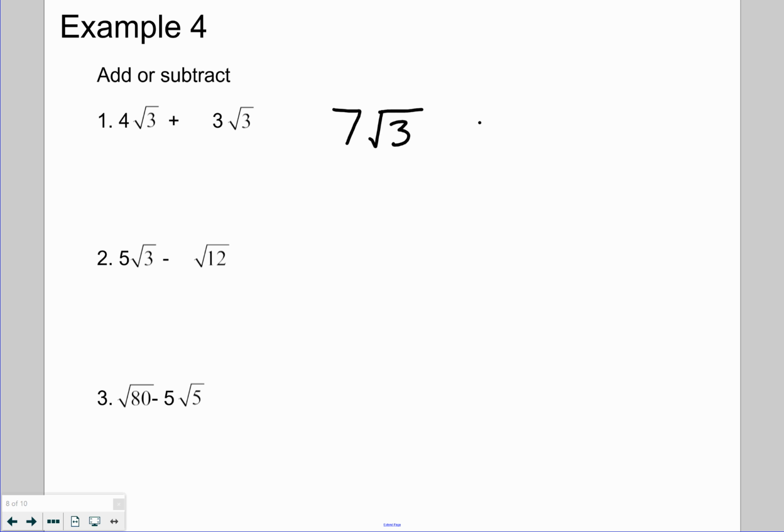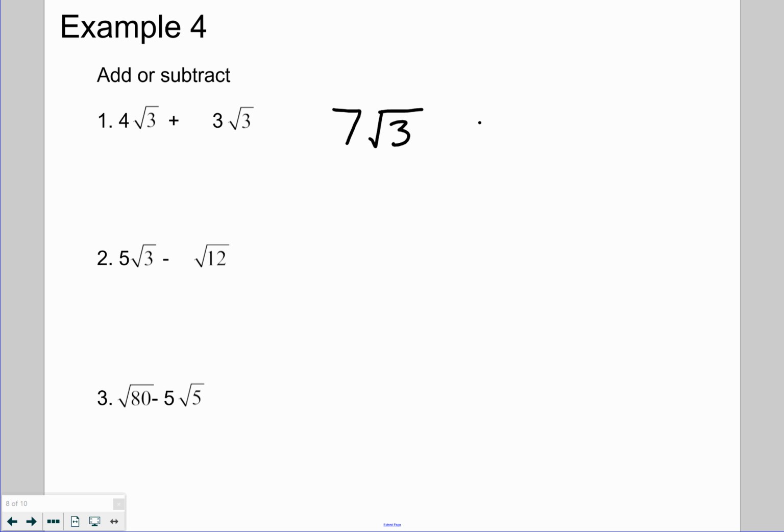Times the square root of 3. Don't forget to bring that square root of 3 with it. If you don't, it'll be wrong. It's not just 7. Okay? Is everybody good with number 1? Now look at number 2. Number 2, we go to subtraction, but now we don't have the same radicand.